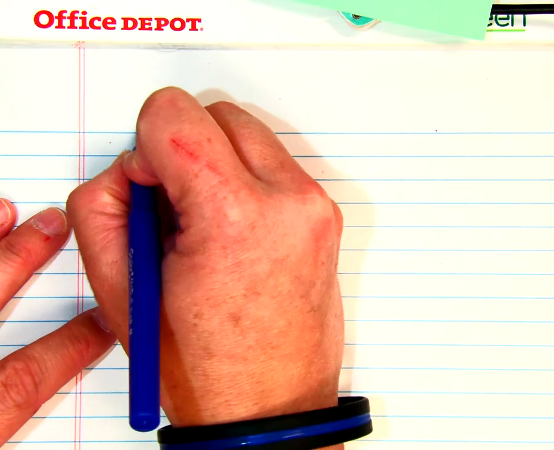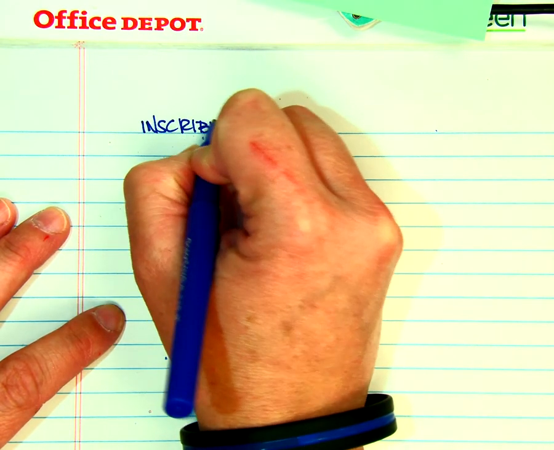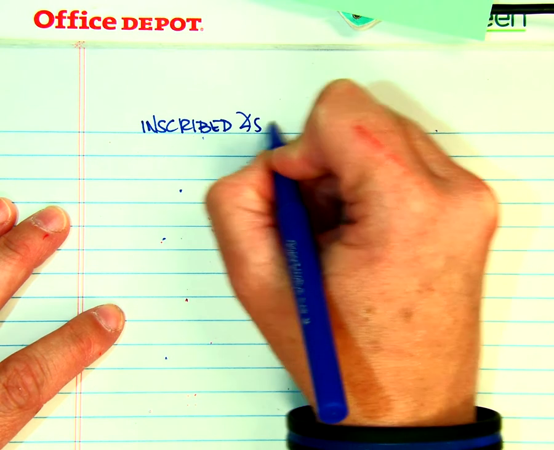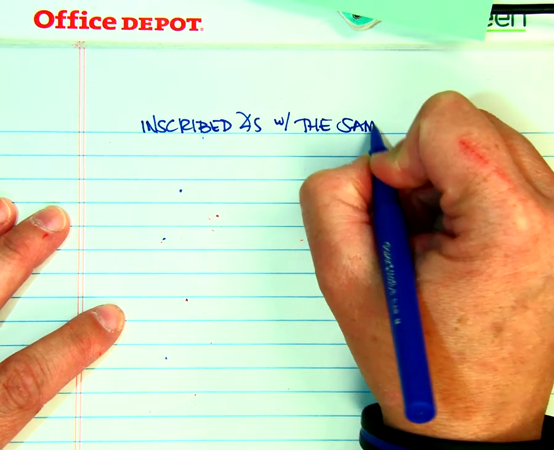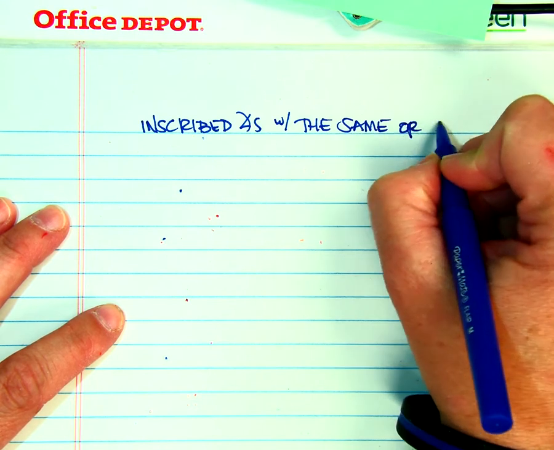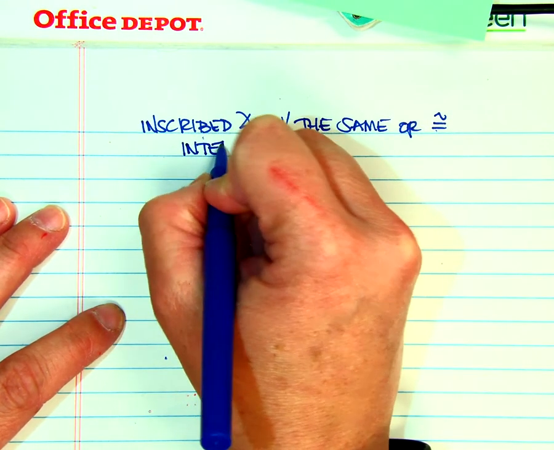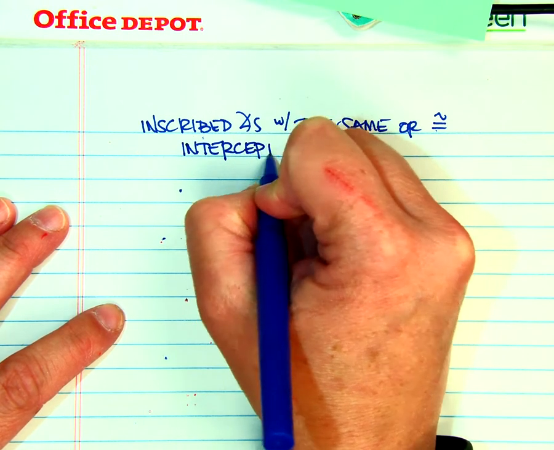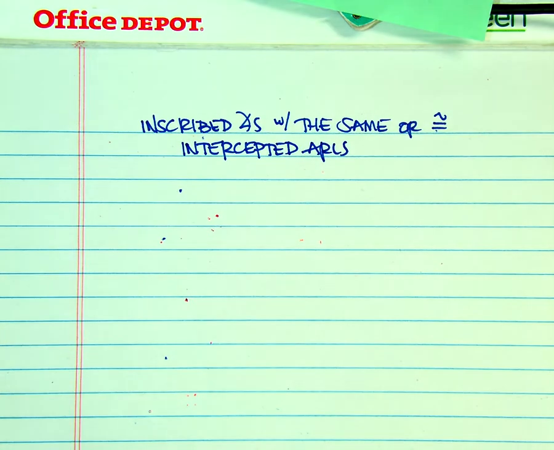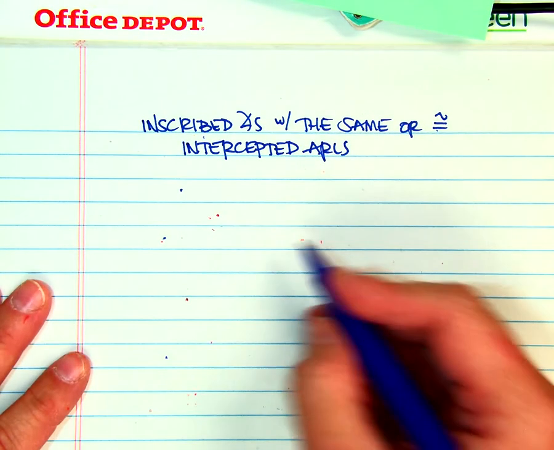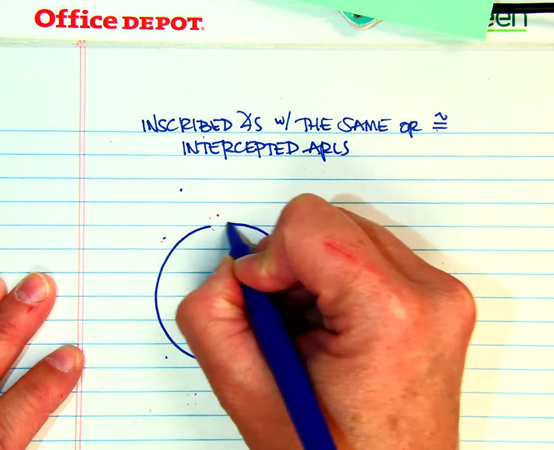Okay, so we are talking about inscribed angles with the same or congruent intercepted arcs. And I already talked about this in the very first video. Let me make my circle a little bit bigger this time.